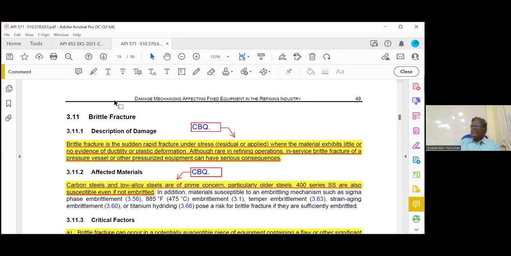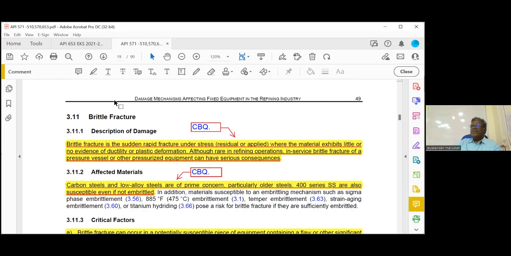Which materials will it affect? Brittle fracture affects carbon steel, low alloy steel, and 400 series stainless steel. 400 series means ferritic and martensitic. 300 series will not fail by brittle failure. Austenitic stainless steel will not fail brittlely. That is the second thing.